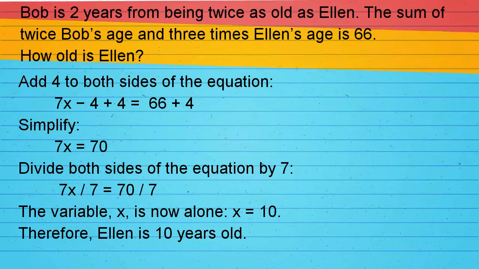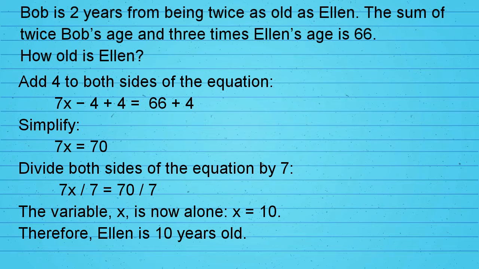Add 4 to both sides of the equation. Simplify. Divide both sides of the equation by 7. The variable x is now alone. x is equal to 10. Therefore, Alan is 10 years old.